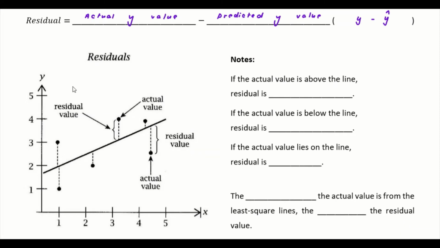Let's try to understand it by using this simple illustration here. As you can see, this is actually a scatter plot. If I remove this regression line in the middle, then this is the scatter plot based on all the actual values.